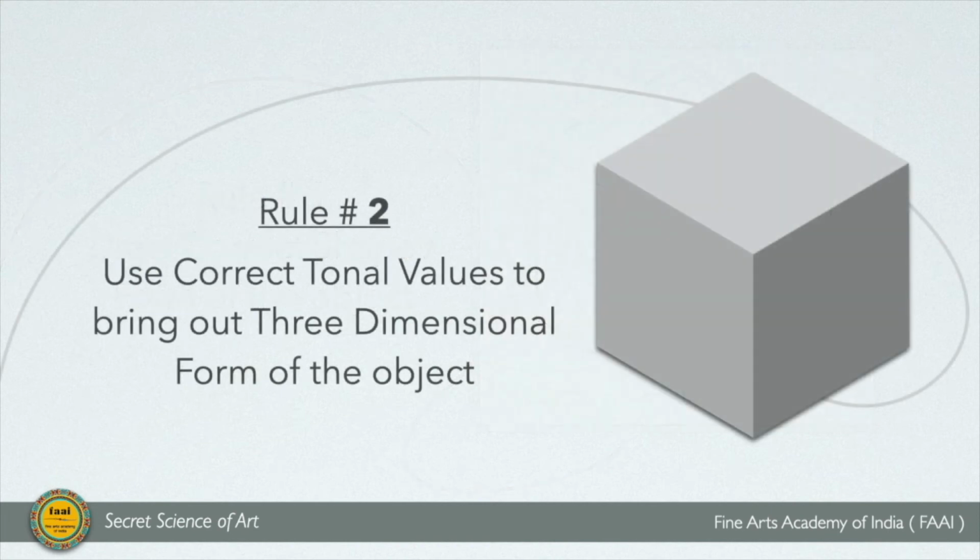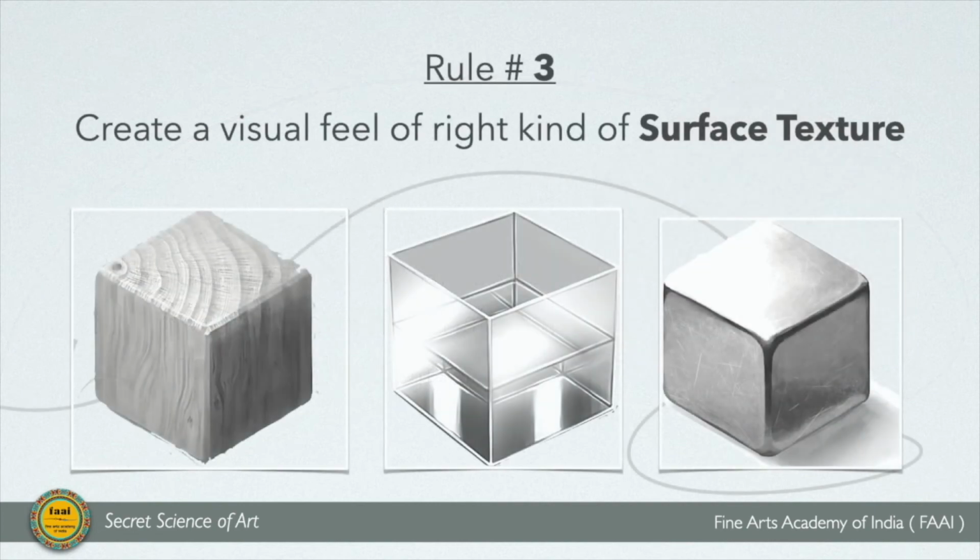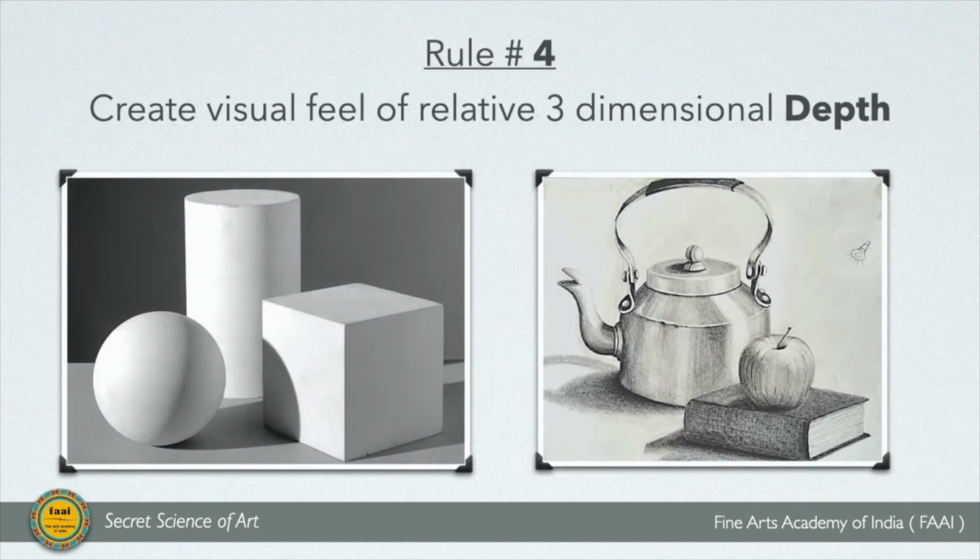Second, we must create visual impression of object's three-dimensional form. Third, we must create a visual feel of right kind of surface texture. For example, a metal surface should distinctly look different than a wooden surface. And fourth, we should create the perception of depth in the three-dimensional placement of the object. These 4 principles are very important for us to create realistic drawings.